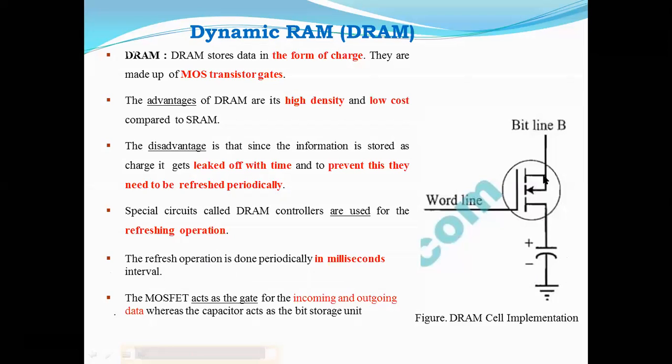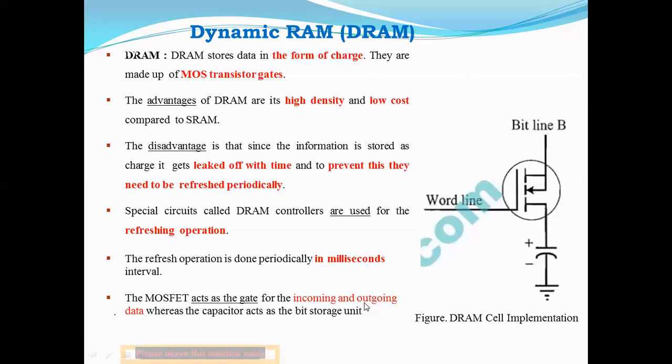Again, the data is entering into the MOSFET. Whenever the data is available, it will enter into the transistor and the capacitor will start storing the data. So here it is acting as a gate. Gate means if there is data, it will make the data enter into the capacitor. If the data is not there, this will be off. So this is the DRAM cell implementation that has been shown here, right?